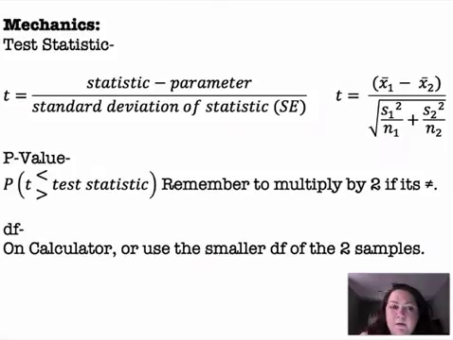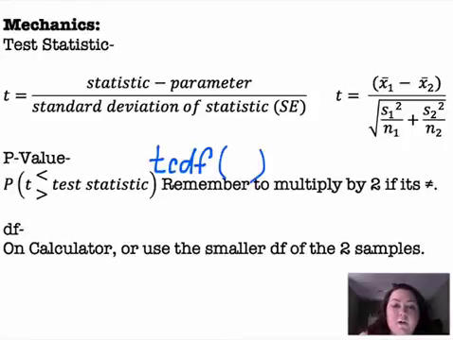Okay? So the mechanics to find our test statistic, it's going to be your statistic minus your parameter divided by the standard deviation. So it's going to be x bar 1 minus x bar 2 divided by the square root of the standard deviation of 1 squared over n1 plus the standard deviation of 2 squared over n2. And then we can calculate the p-value.